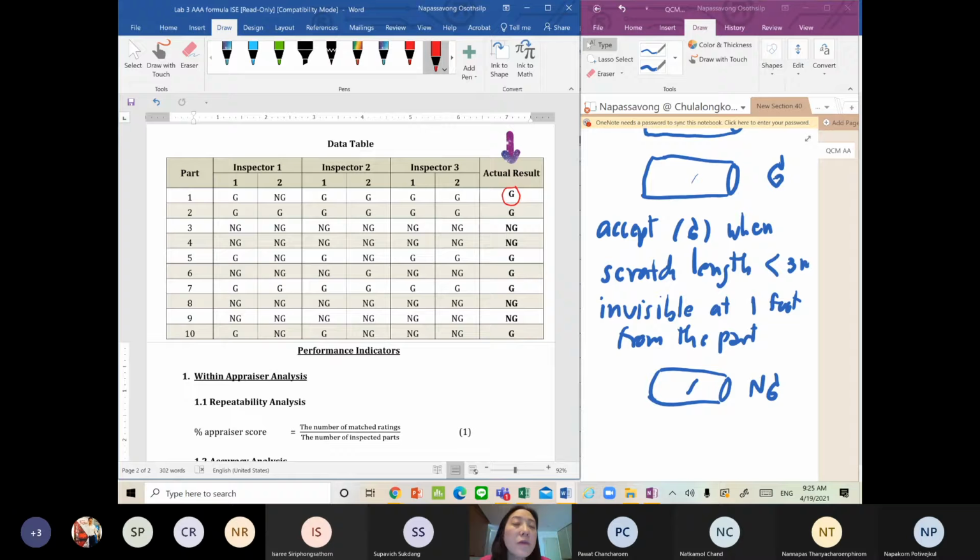So the answer to this question is that we have to have a good and reliable person to judge the quality of this product. And then we will compare the results of each inspector that we are appraising with this expert.